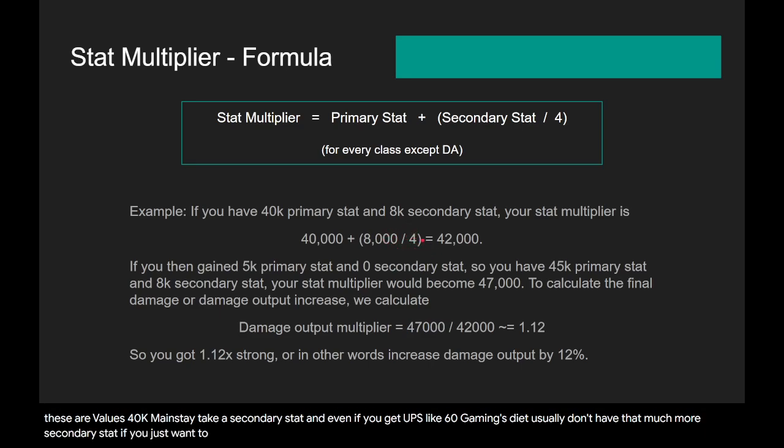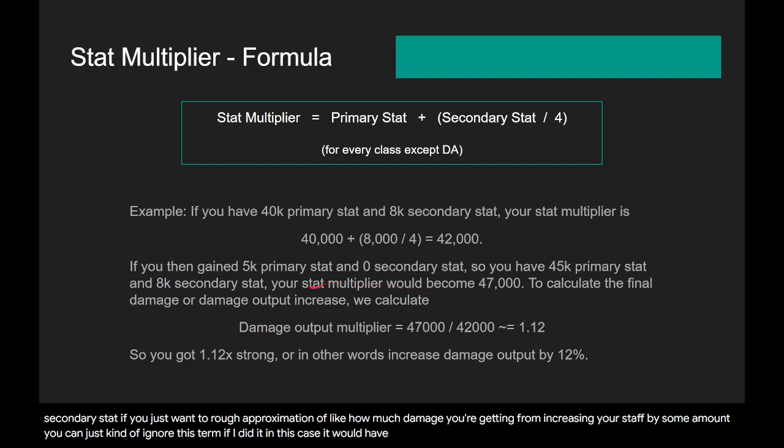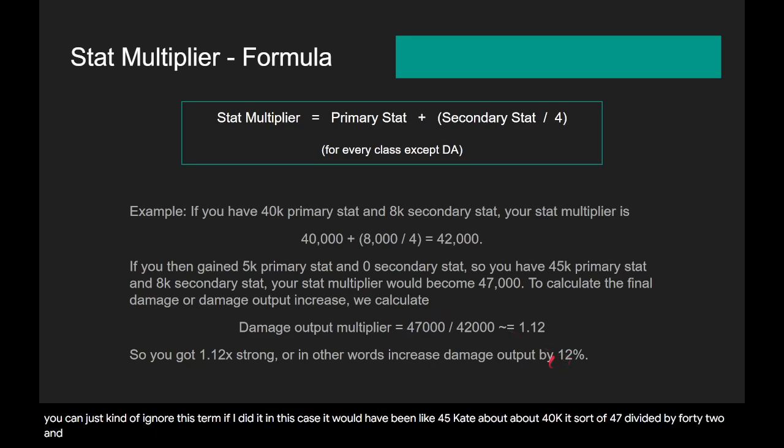If you just want a rough approximation of how much damage you're getting from increasing your stat by some amount, you can just ignore this term. If I did it in this case, it would have been 45k divided by 40k instead of 47 divided by 42, and in that case it would say that your damage is increasing by 12.5% instead of 12%. It's at least good enough for a rough approximation.